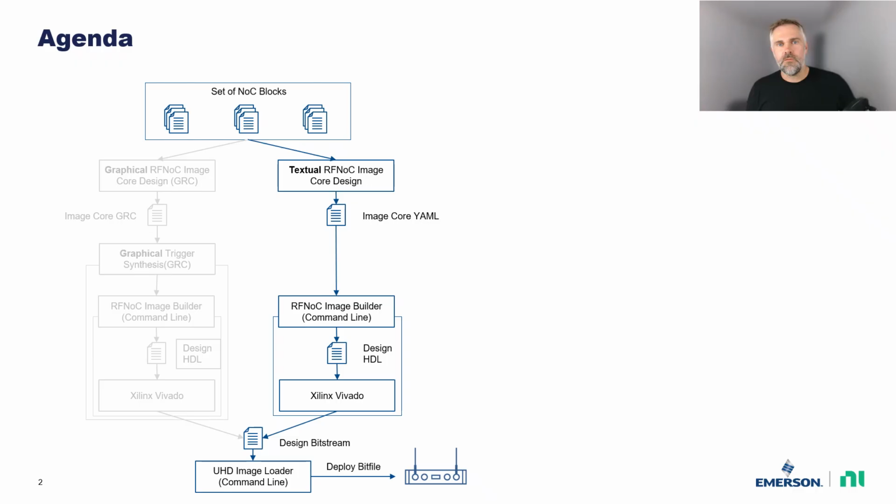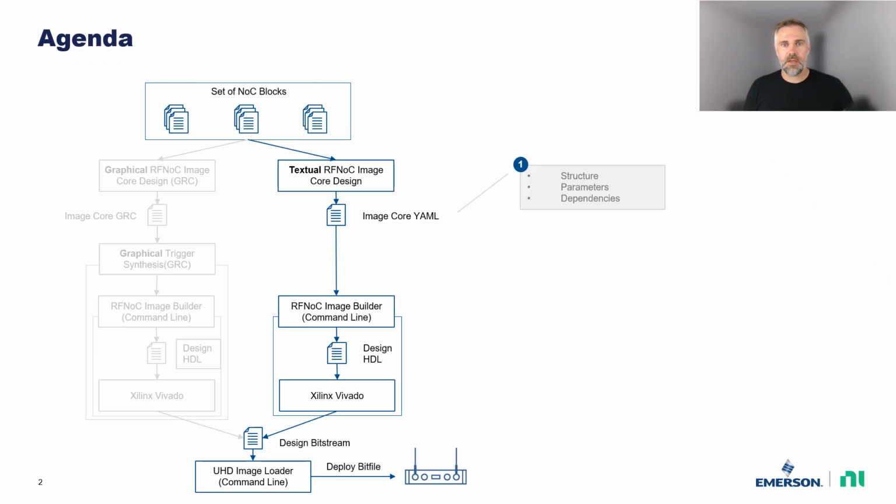We outlined the two variants of how to get from a set of FPGA IP blocks to a bit file and deploy it in our previous video RFNoC in 10 minutes. In this video, we focus on the text and command line based variant shown on the right hand side. We assume that the UHD driver and Xilinx Vivado have already properly been installed as outlined in the UHD manual.